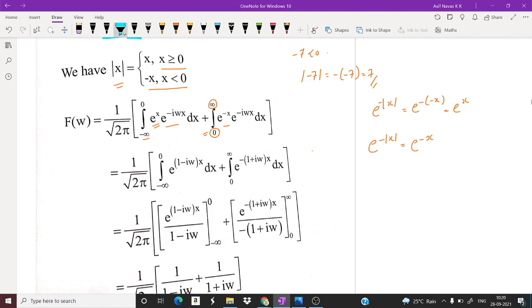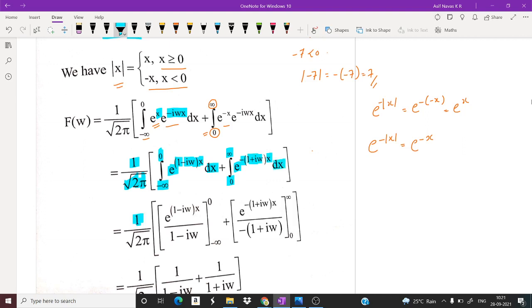Okay. So now we can integrate this. This is 1 by root 2 pi, integral minus infinity to 0. I'm splitting the integral: e raised to x into e raised to minus i omega x is e raised to (1 minus i omega) x dx. Integral 0 to infinity, we know that minus x is common, so I am taking minus x outside, e raised to minus of (1 plus i omega) x dx.